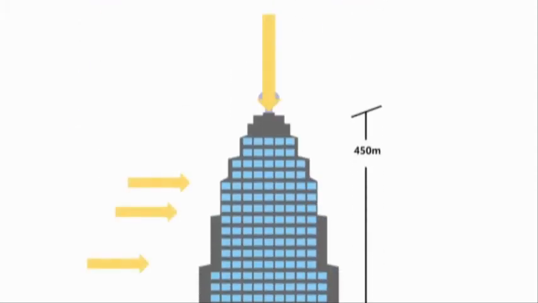By using a sloping column, we can get the advantage of a 34% increase in lateral stiffness at a height of 450 meters with high lateral wind load.